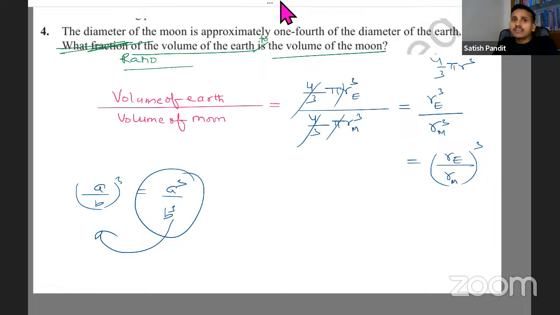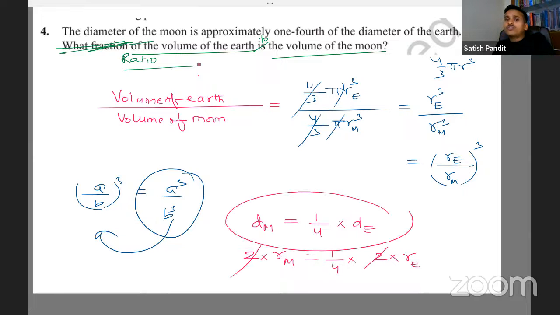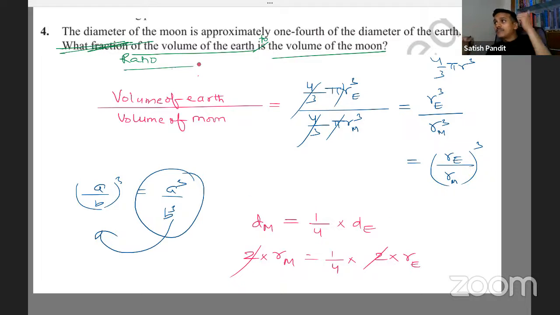Now, in the question they have given the diameter of the moon. Diameter of the moon is 1/4 the diameter of the Earth. See, diameter is twice the radius, right? 2 times radius of the moon will be equal to 1/4 into 2 times the radius of the Earth. 2 gets cancelled. That means if diameter is 1/4, radius will also be 1/4. I have told this even in previous classes, that if diameter is 1/4, radius also will be 1/4. If diameter is 1/3, radius will also be 1/3. Yes or no, everyone? Yes.